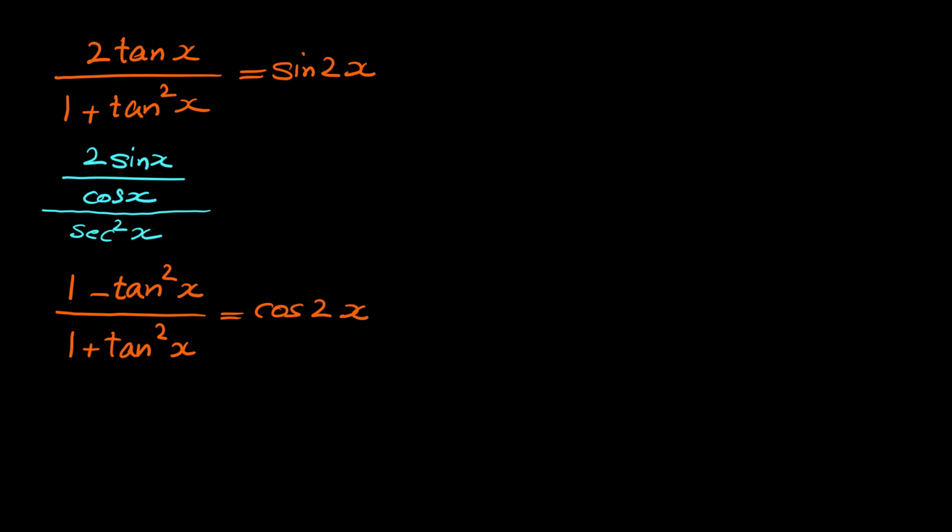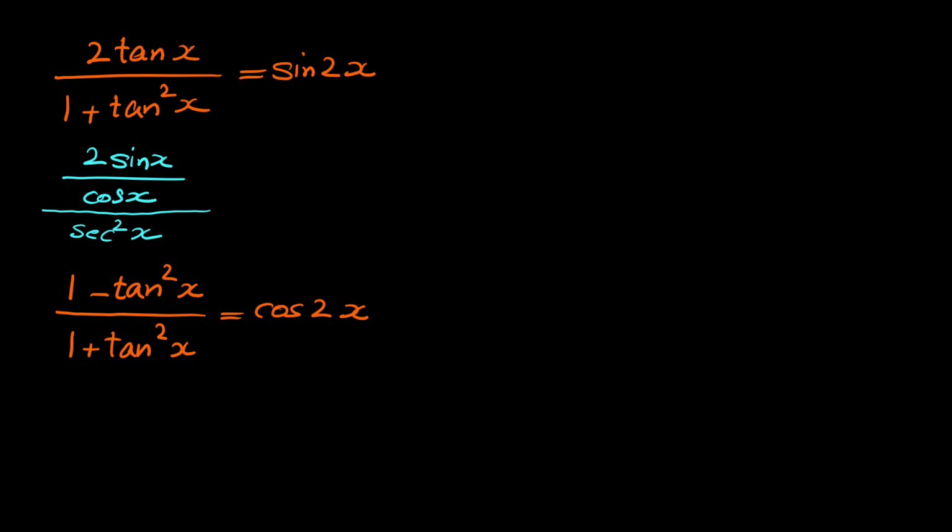But again, if you forget this, it's not really important. Just simply replace the tangent with sine over cosine. Tangent to the 2 is sine to the 2 over cosine to the 2. Again, you can get the answer, but it takes a little more time. You need more operations to get to the other side.